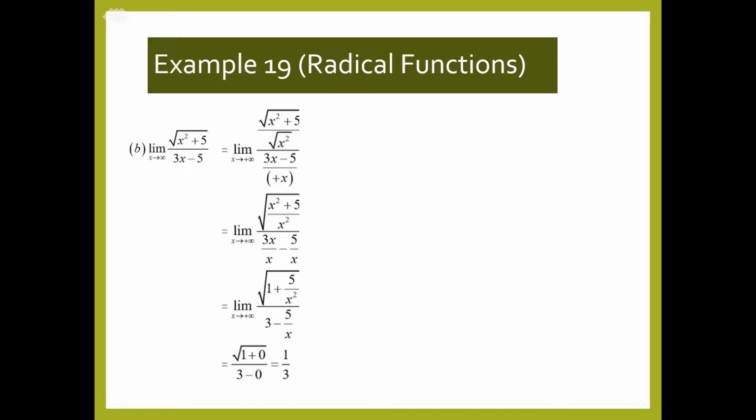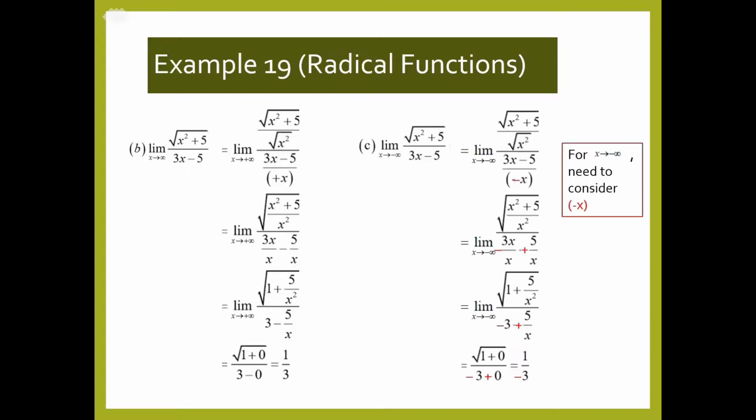as the final answer. C is the same as b, just that now x approaches negative infinity. For x approaching negative infinity, you need to consider negative x. Do the same process as in b, then replace x with negative infinity, you will get negative 1 over 3 as the final answer.